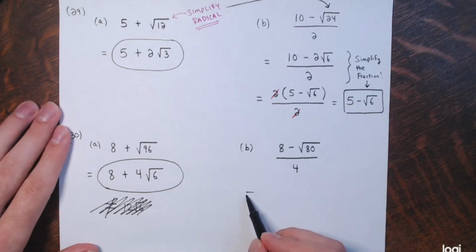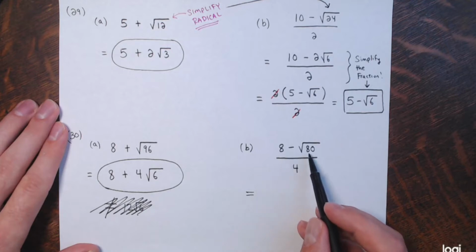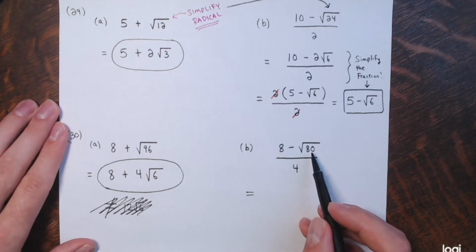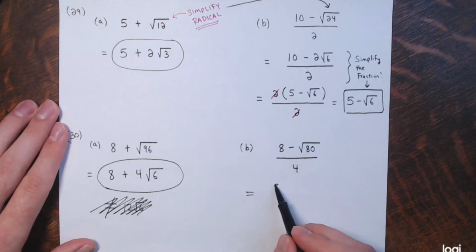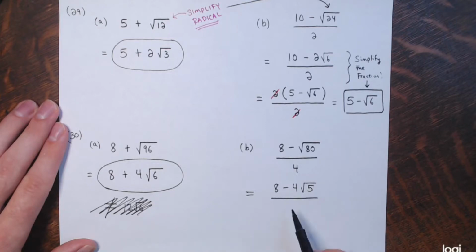All right, here, this is very similar to part B of 29. First, I'm going to simplify the radical, the square root of 80. All right, 80 is 16 times 5, so that's 4 times the square root of 5. Square root of 16 times the square root of 5. And then we're dividing by 4.